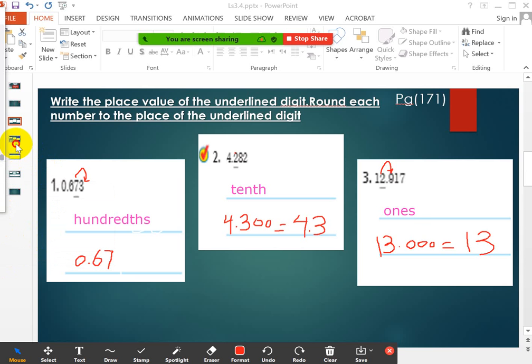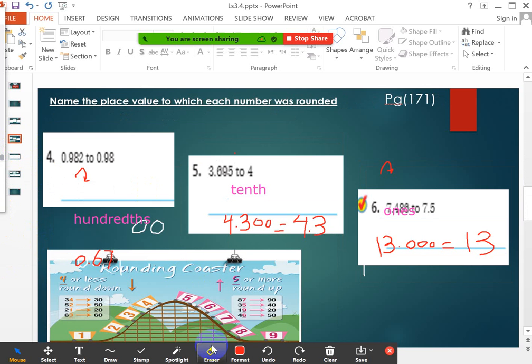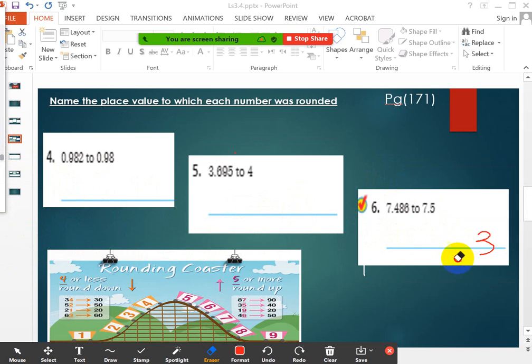Now, girls, let's continue with exercise number 4, and let's choose someone. I will choose Lana. Okay, Lana. Here in this question, name the place value to which each number was rounded.